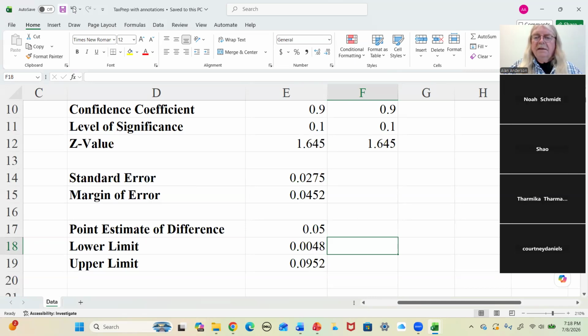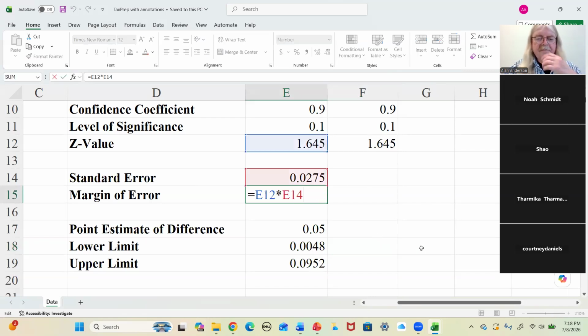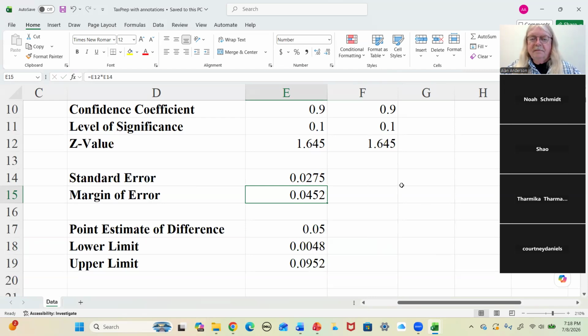Sorry, for the margin of error, what was the formula? Oh, yes, let me show you. Thank you. All right, no problem. Did you want to see anything else? I think I'm good. Thank you. Okay. Yeah, I mean, if you're getting these numbers, the rest must be right.